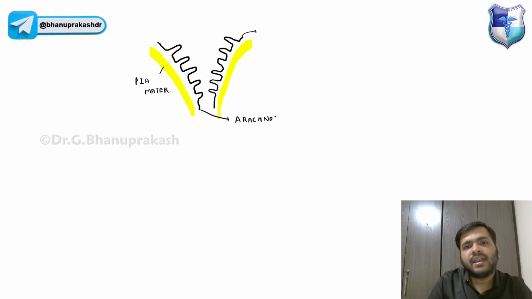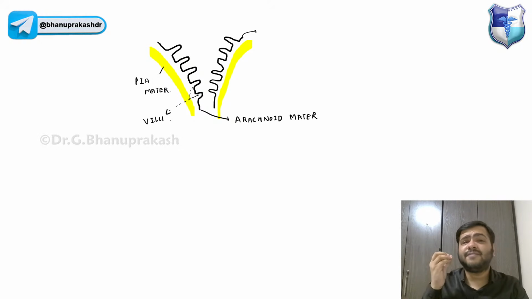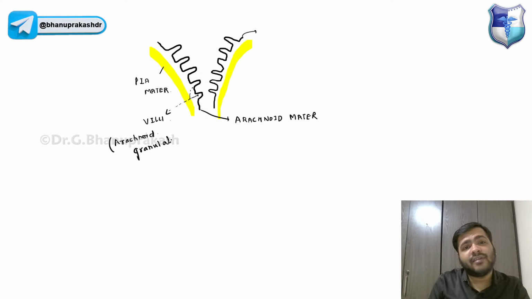Arachnoid matter basically forms finger-like projections, and these finger-like projections are called villi. Now, if these villi become old and are clustered, they are called arachnoid granulations, which I already told you about. These are also called arachnoid granulations if the villi are clustered.